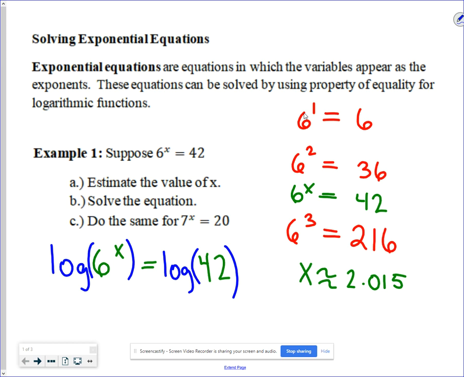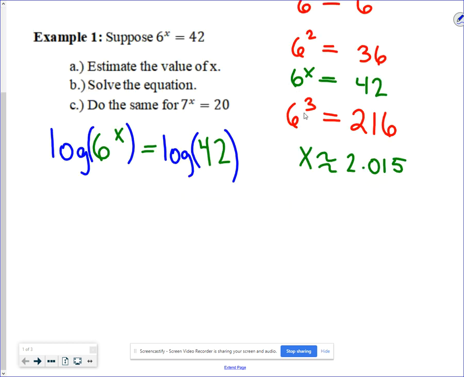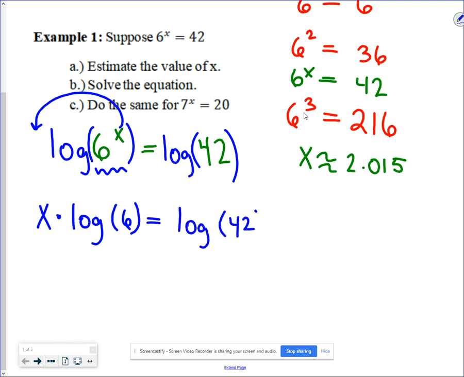And now we're going to use those logarithm rules that we learned. Remember, when you have an expression that's raised to a power, you can move that exponent to the front of your logarithm. So now what we have is x times the log of 6 is equal to the log of 42. And notice I used the common logarithm, because I'm going to want to use my calculator to do this. I didn't use log base 2 or log base 3 or log base 5 because our calculator doesn't do that. So I'm doing base 10 here.